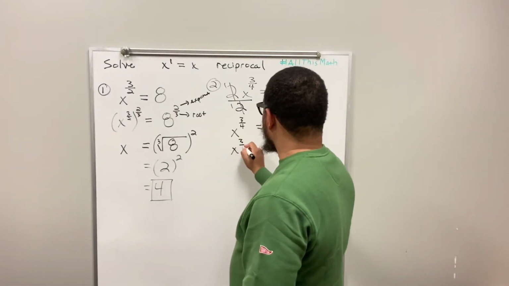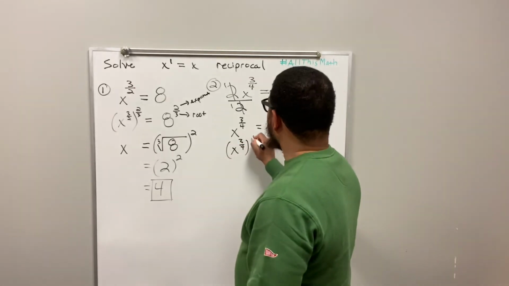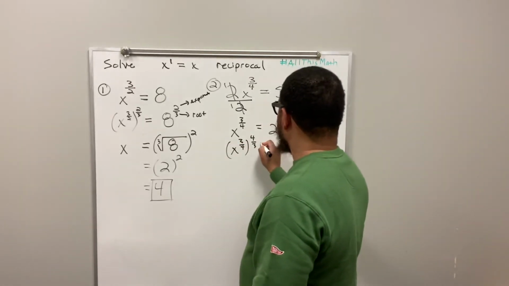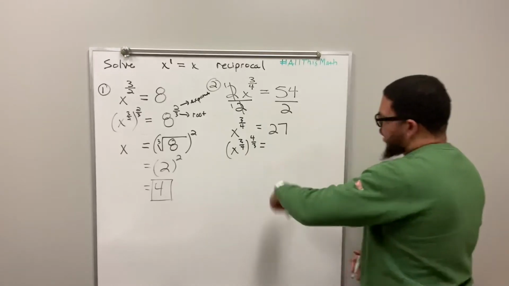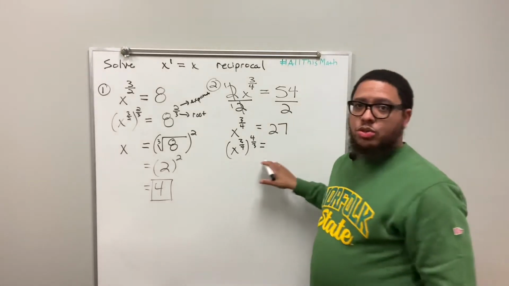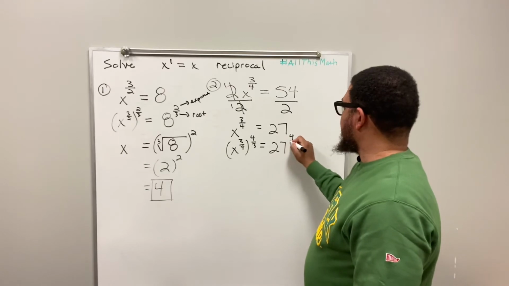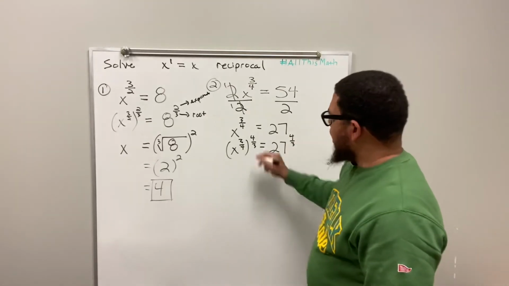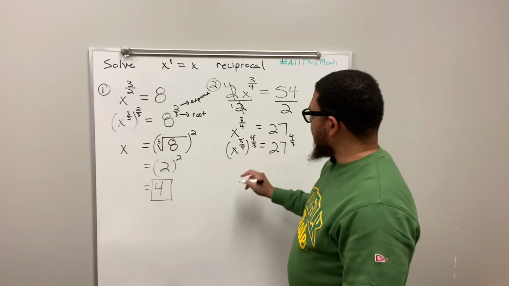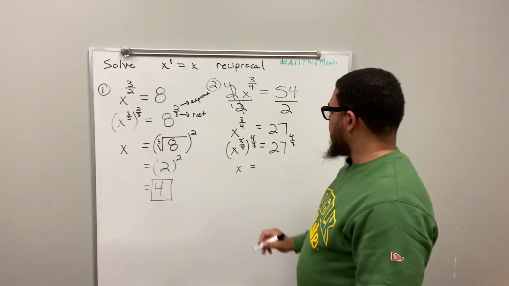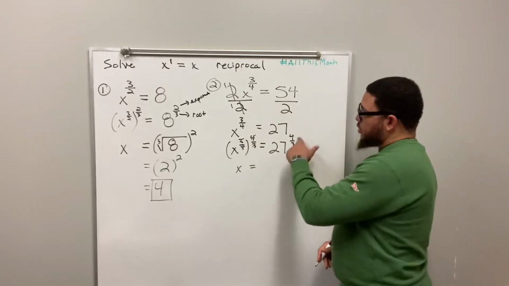So now I'm going to do this. I got x to the 3/4 to the 4/3 power. I do that on the left side. Now I got to do it on the right side. Whatever I do on the left side, I got to do on the right side too. So I got 27. Raise that to the 4/3 power. All right. Now these 4's cancel out. These 3's cancel out. Now I just got x. All right. Now 27 to the 4/3 power.